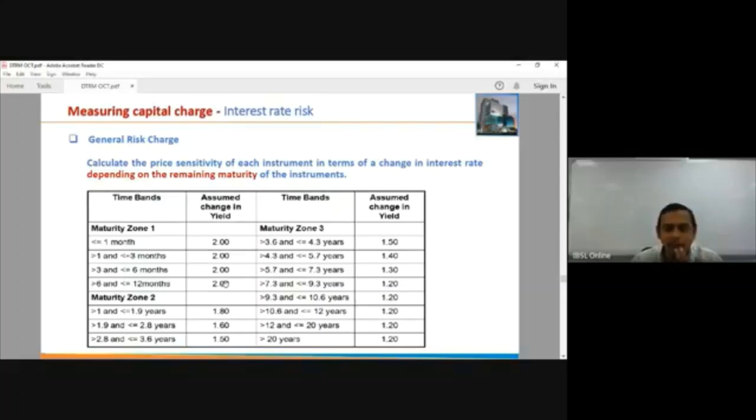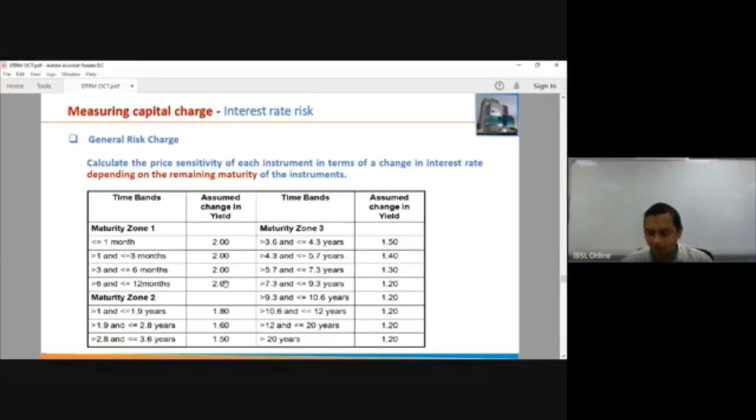And the yield rate, previously the original yield rate is 10%. So you inputted 10% into your formula, but now we assume that the yield rate will change by 2%. So what is the new yield rate? 12%, 10 plus 2, 12. And remaining maturity is 10 months. So you need to compute the market value based on the original numbers and based on the assumed change in yield. So you have to compute two times.